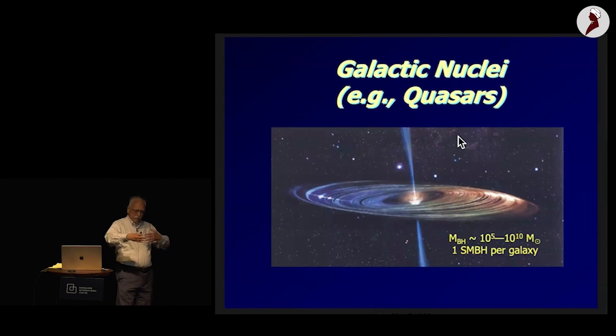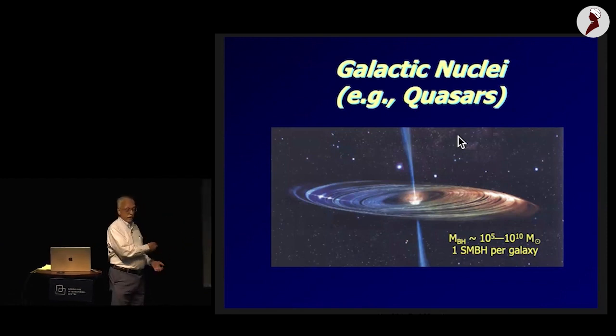Now, in the process, as it falls in, it becomes very hot. You can calculate how much energy will be released just through this inspiraling process. When it gets hot, it will radiate. In a system like this, which is a classic standard model, something like 10% of the so-called rest mass energy of the gas will come out as radiation. As a result, how bright it gets depends on how much gas falls in.